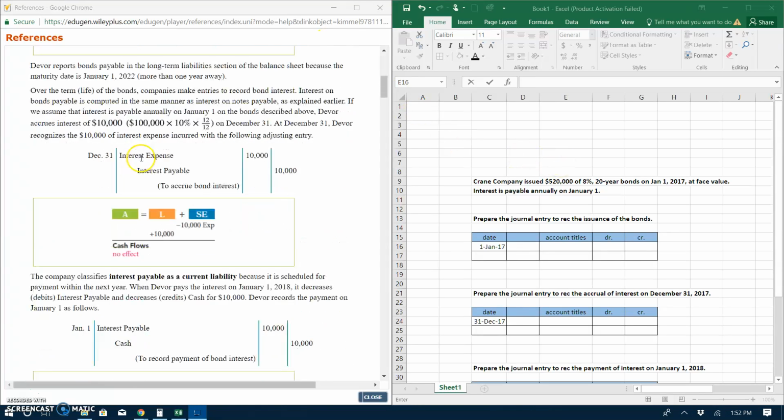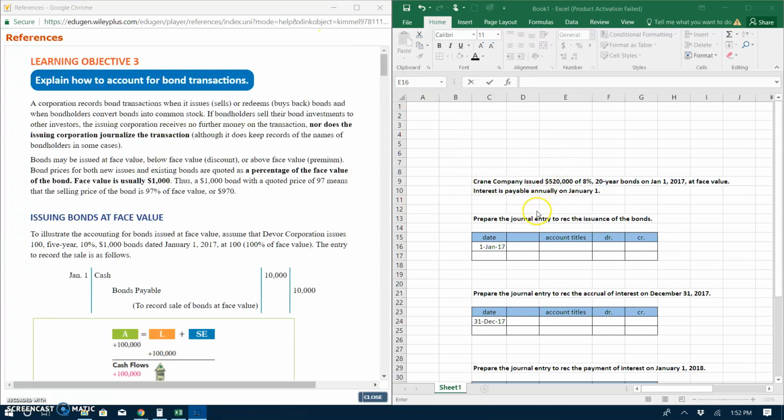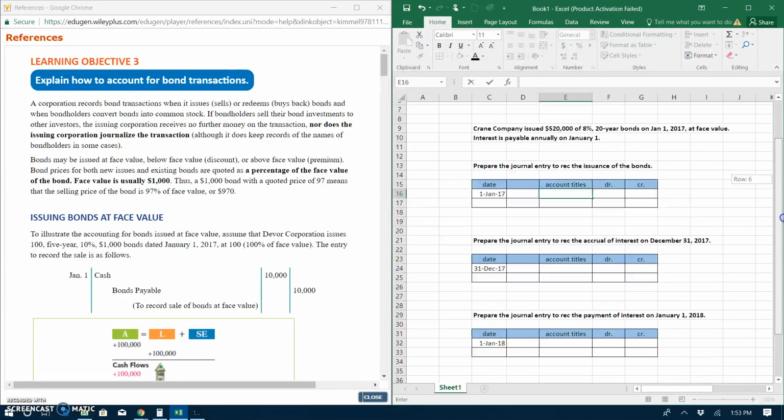So here we are. Got my reference up, and here's my embarrassing Excel spreadsheet. Please don't judge me. I'm not going to be doing any shortcuts because I am not familiar with them.